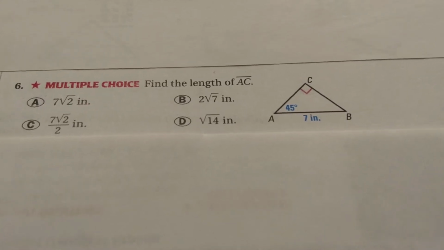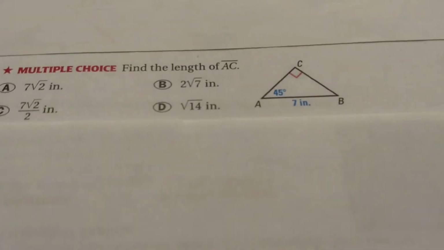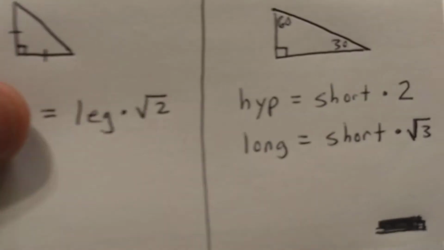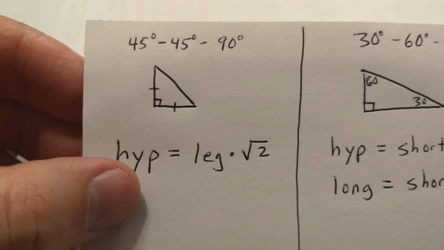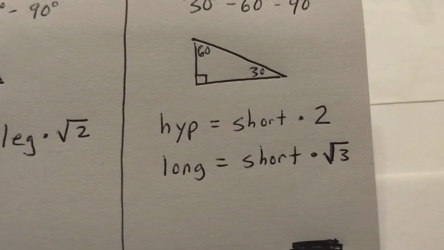What we're looking for is the length of AC, which is one of the legs of that right triangle. And the first thing we need to determine is if we have a special right triangle. So is it one of these 45, 45, 90 where we can use that equation, or is it a 30, 60, 90 where we might be able to use one of those two equations?